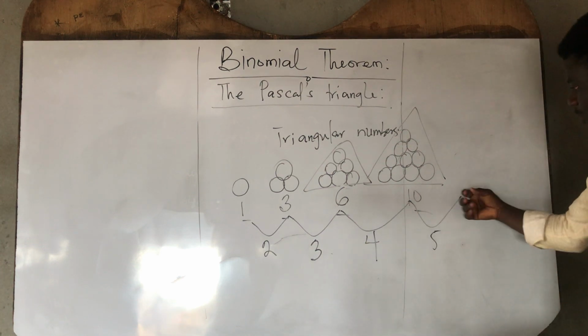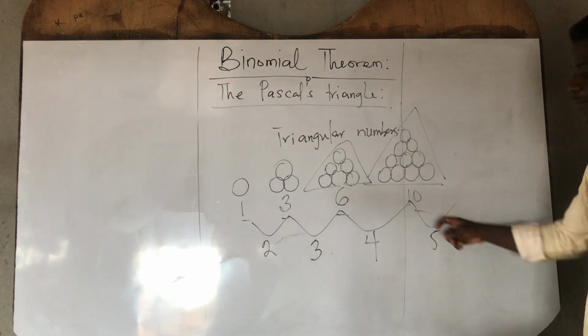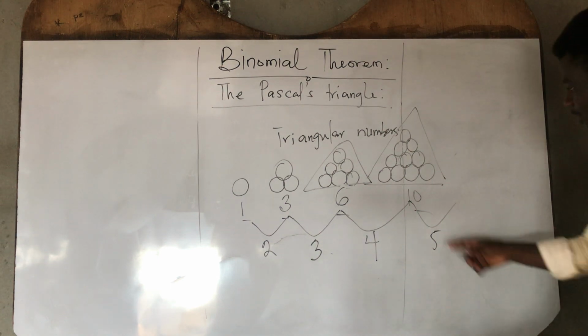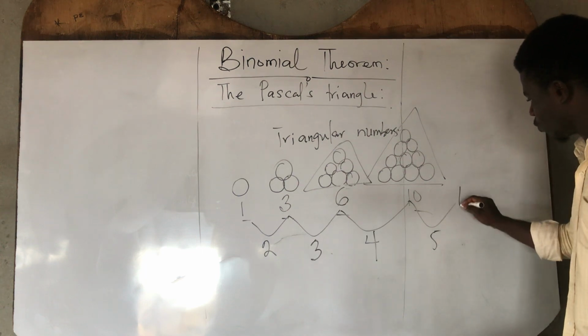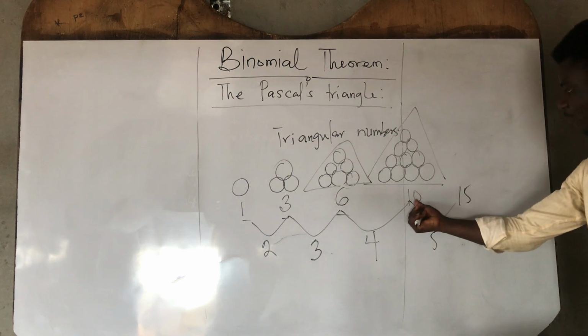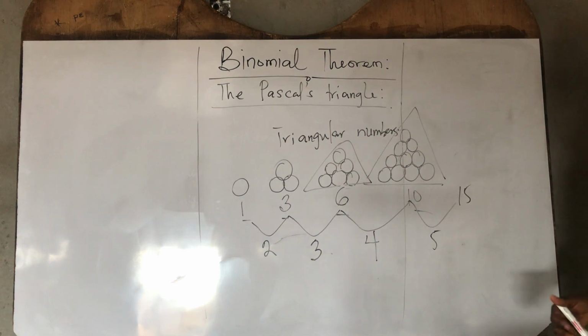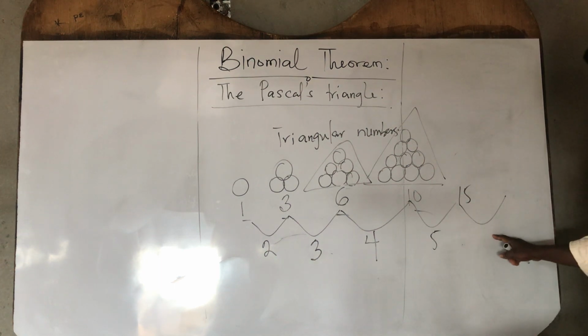Now we want to generate the next 10. After 10, what will be the next 10? Let's see, we have the difference. When we add 5 to 10, we get 15. When we subtract 10 from 15, we get 5. Then what will be the difference again?